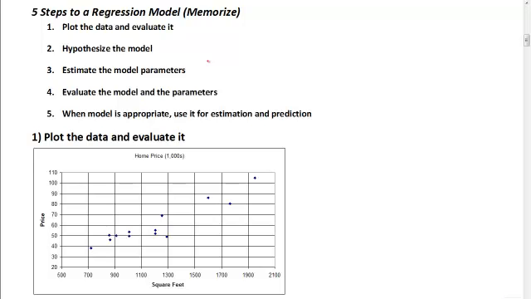It's a positive correlation, and it looks linear. So we hypothesized a model. Y is equal to beta 0 plus beta 1 x1, or price is equal to an intercept plus a slope times the square feet. We use the software to estimate the model parameters.